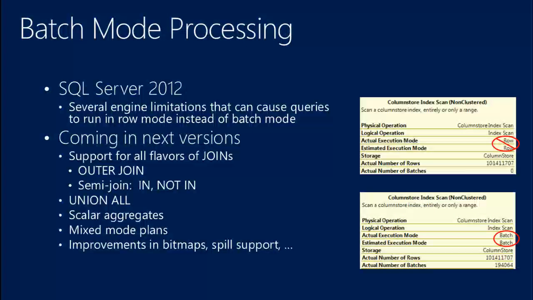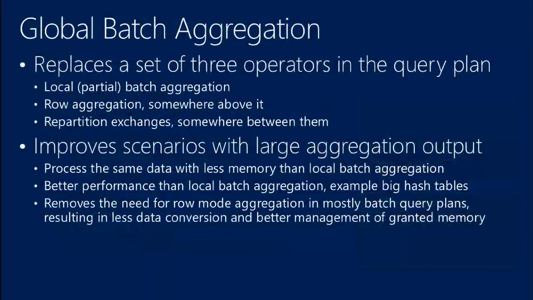All right, so batch mode processing. In 2012, we had some engine limitations that caused queries to run in row mode instead of batch mode. A lot of that's been fixed with new support for things like outer join and union all, for example. I'll show a demo in a minute of the difference between the two and the kind of performance savings you see from 2012 to 2014. We also really improved global batch aggregation, especially for queries with large aggregation output, by removing some of the row mode aggregation in batch query plans.